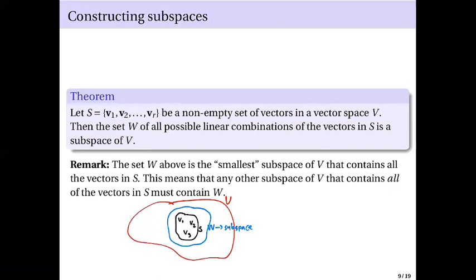If you try to find another subspace that contains this S, V1, V2 until V3, that subspace must also contain W. So this subspace here is bigger than W. If you try to get a collection, say this purple here, which contains S, but this purple here is inside W, it is smaller than W. This cannot be a subspace.